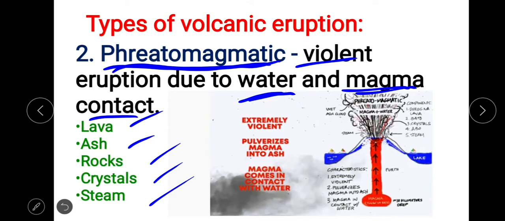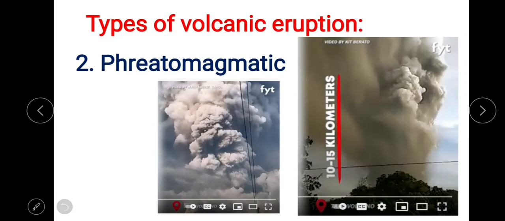It is more violent. One of the indicators is that it pulverizes magma into ashes, because magma and water are already in contact with each other. But the best indicator is that you can see here that magma and groundwater are already in contact with each other. Now, when Taal volcano erupted last January 2020, it also erupted in a phreatomagmatic way.